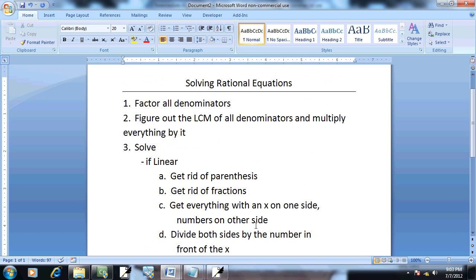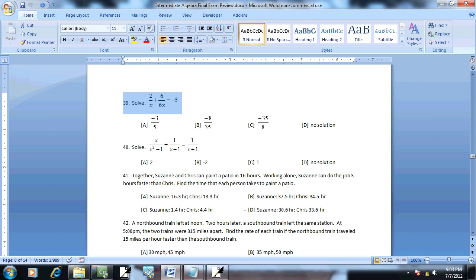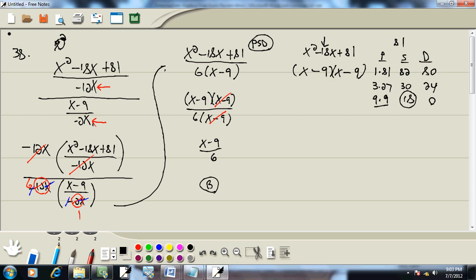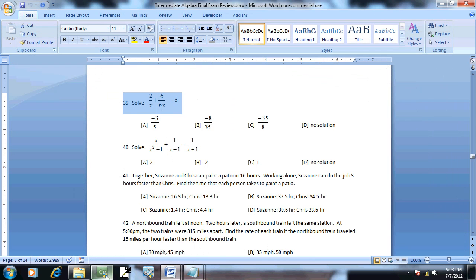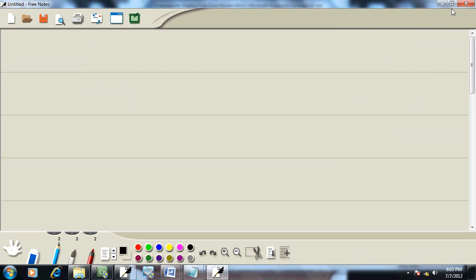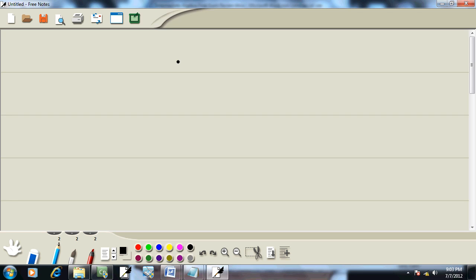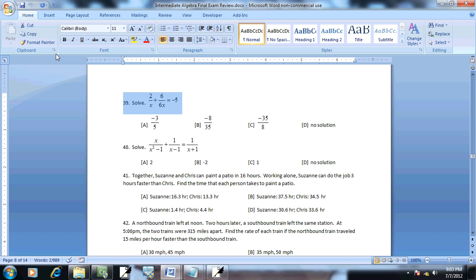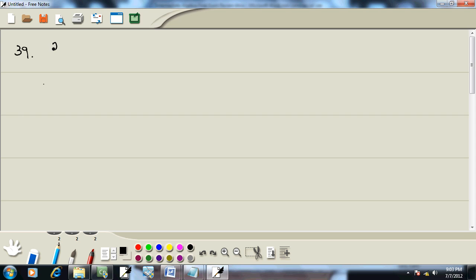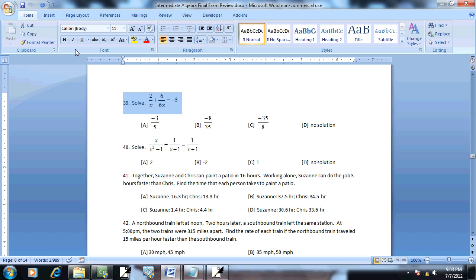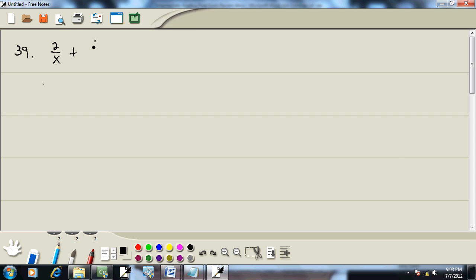So let's go through these steps and see how they work for this problem. Like I said, this one's so simple that it won't work well. The tablet's hung up, so let me bring up another. There we go. Okay, 39. We got 2 over x. I need to put down the new paper on my little tablet here.